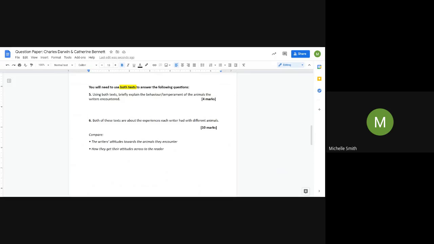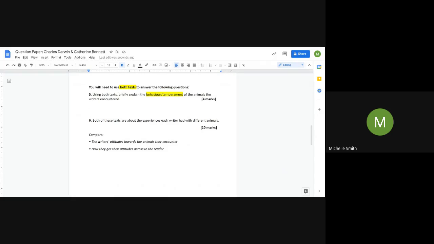Question 5. Using both texts, briefly explain the behavior/temperament of the animals the writers encountered. So we need to focus only on the behavior and the temperament of the animals. So we're looking at the behavior or temperament of the tortoises in text 1, or the behavior or temperament of the dog in text 2. This is not a comparison question. So we don't need to say in document 1, the tortoises are like this, however... It's not comparison. Deal with these documents separately.